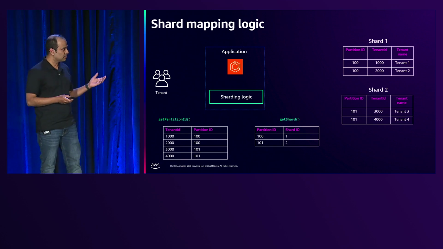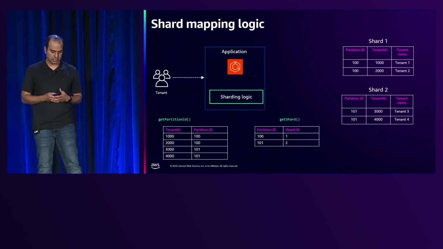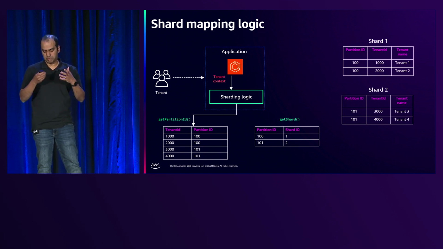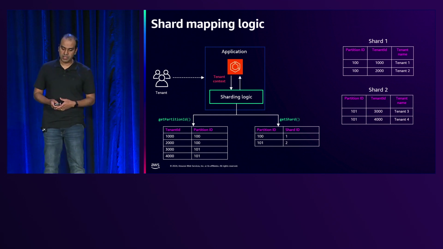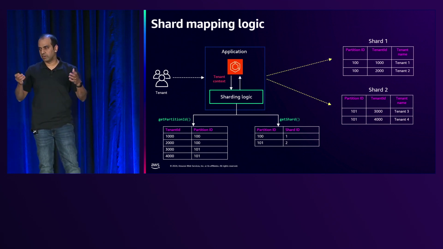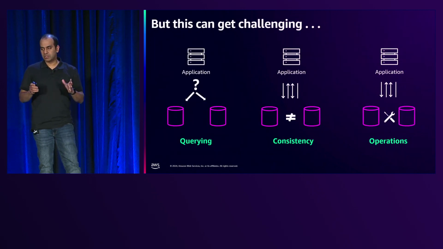So in this case, let's say the tenant request is coming in to the application. The application uses a tenant context. So let's say in this case, the tenant ID is part of the request that's coming in. And then first it will have to retrieve the partition ID, and using the partition ID, it will get the shard ID, right? And then it will have to make the request to the right shard. But you can see how this is getting really challenging. So the whole process is getting a little bit complicated.